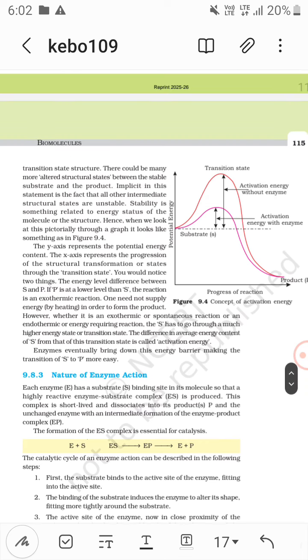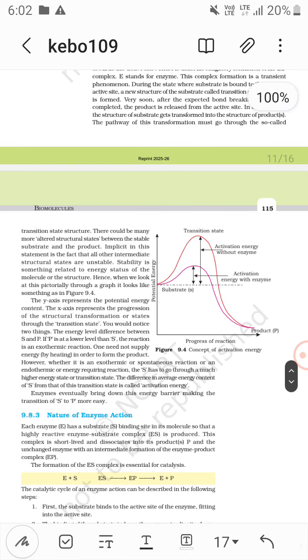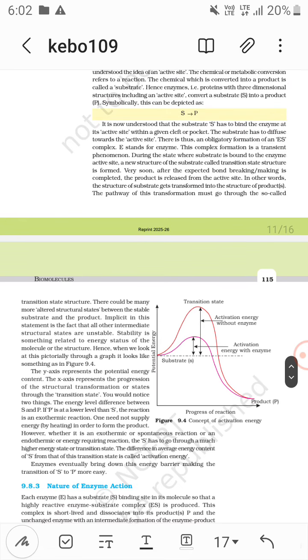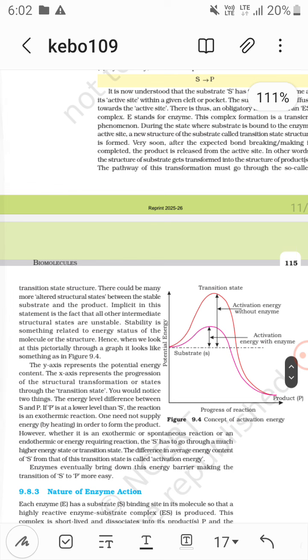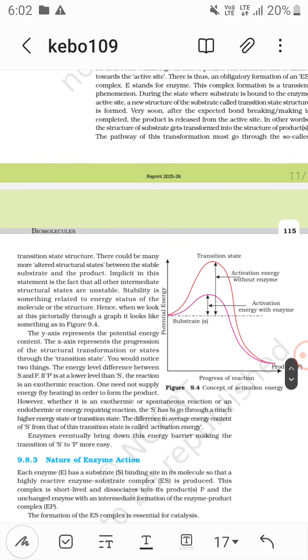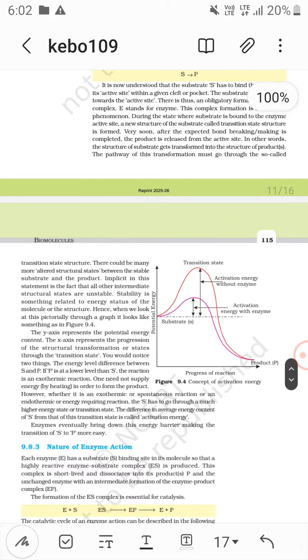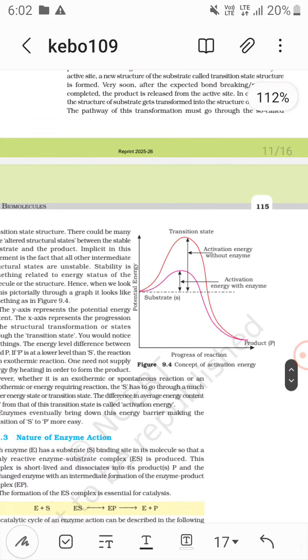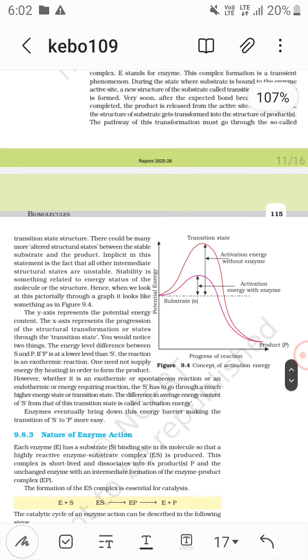plus product. Now all these are transition states, all these are intermediate structures, and all these structures are unstable. Now, stability is something related to energy status. When the substrate has higher energy than the product, the reaction is exothermic, which means energy will be released. If the product is on the higher side and the substrate on the lower side, it means endothermic, that is energy is given to the system.